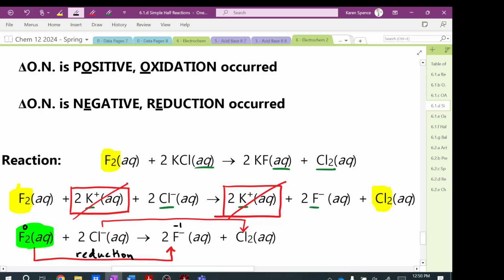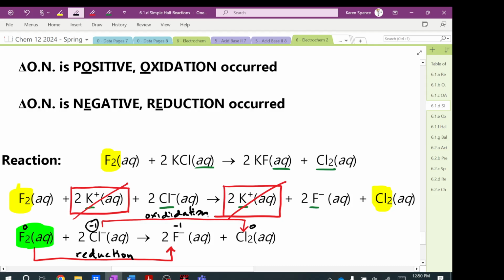We have chloride on the left, which has an oxidation number of -1, and chlorine on the right. What's the oxidation number of chlorine on the right? 0, because it is an element on its own, and so this is oxidation. The number got bigger.